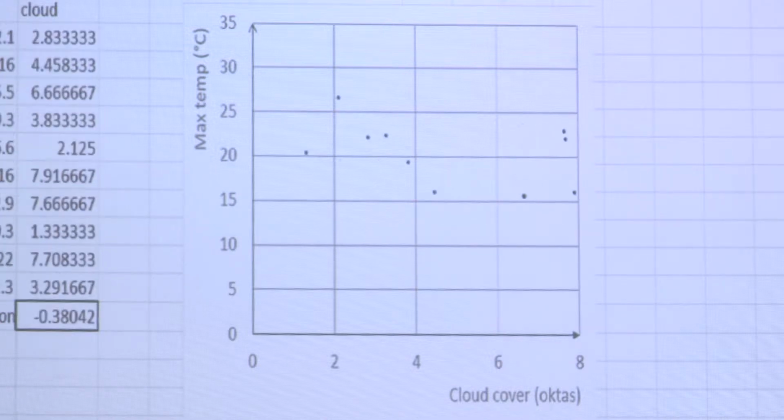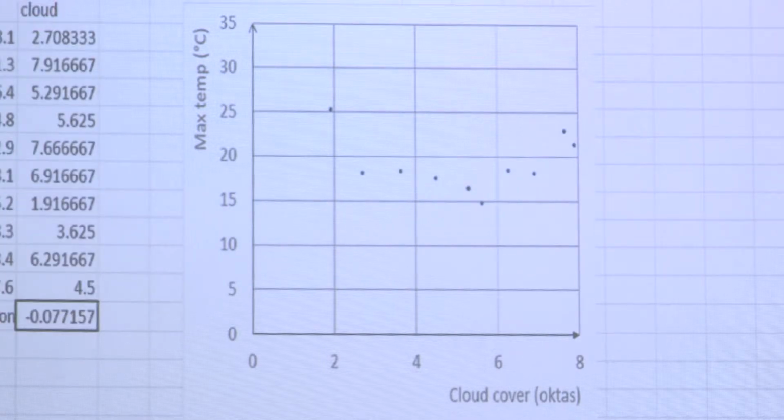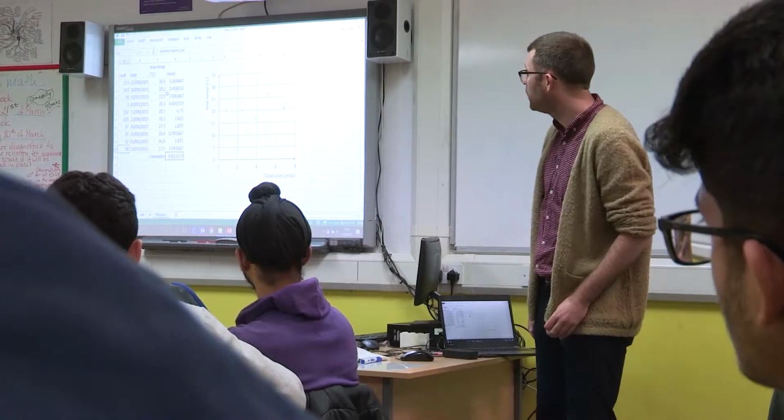Now, what was interesting was, and what they didn't really realise, was just how much the PMCC would vary. Different samples were sometimes even getting positive correlations. And it really brought out this idea of like, well, actually, if you're taking a sample size 10, are you going to be able to draw any conclusions from it?